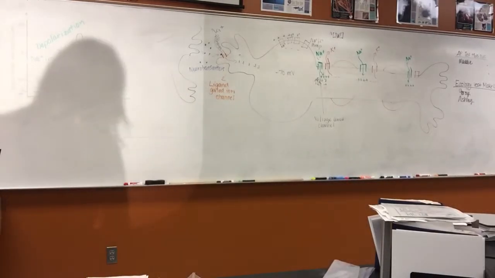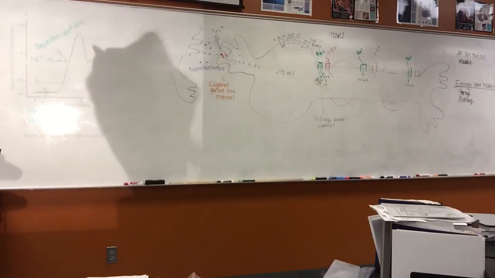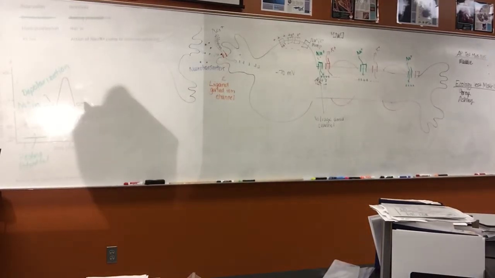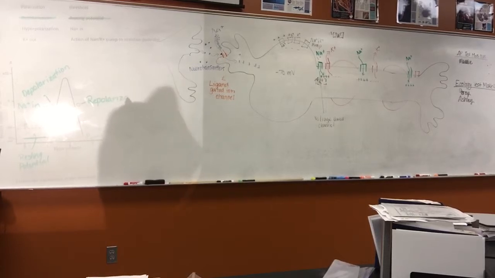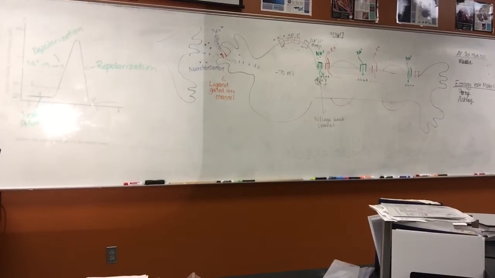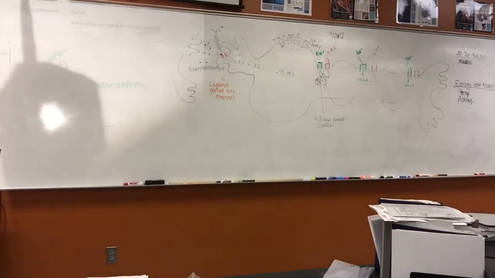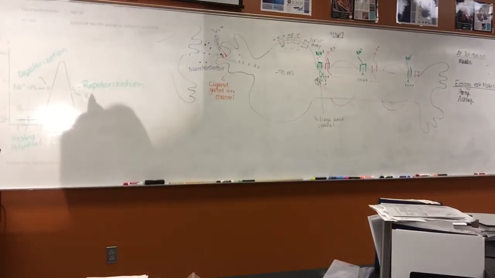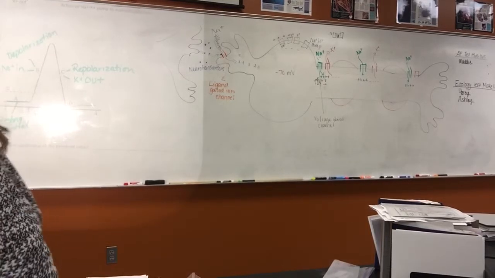So when it becomes more negative, this says polarization. I'm going to call it repolarization. That's what our book does because we're doing it again. We're going back to where we started with. And the inside of the cell is becoming more negative because what? K plus is going out. Absolutely.